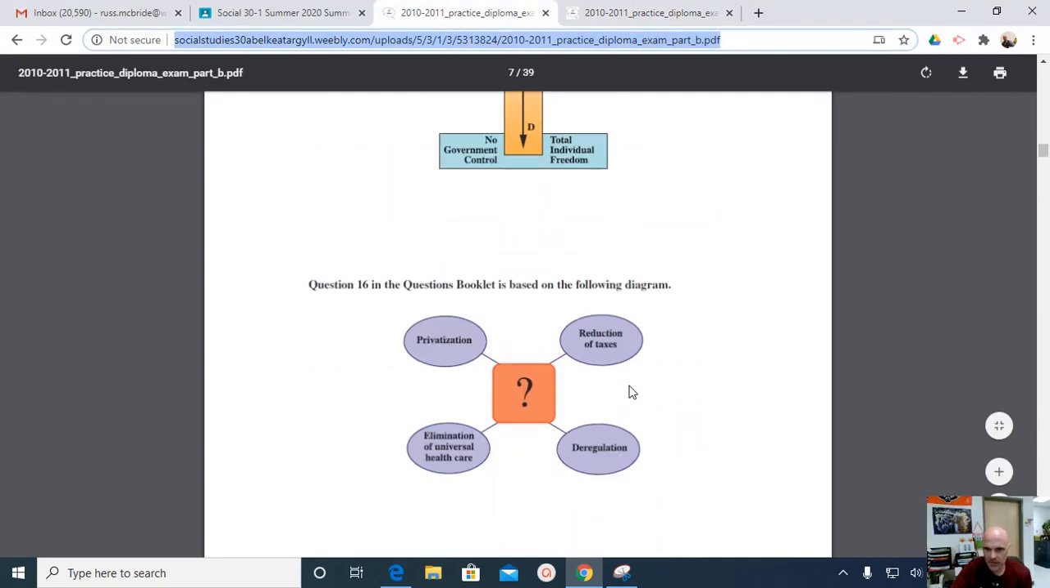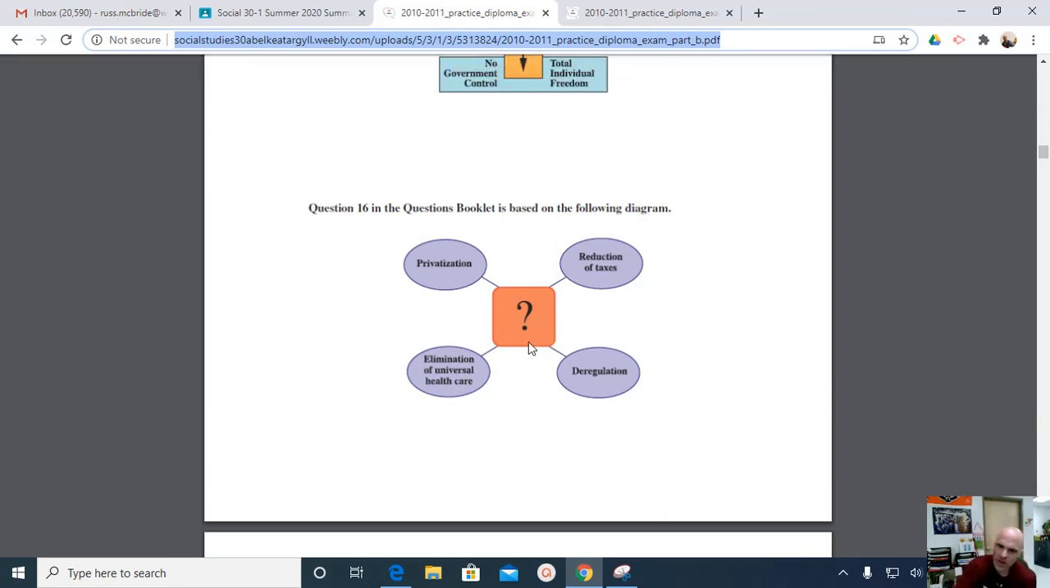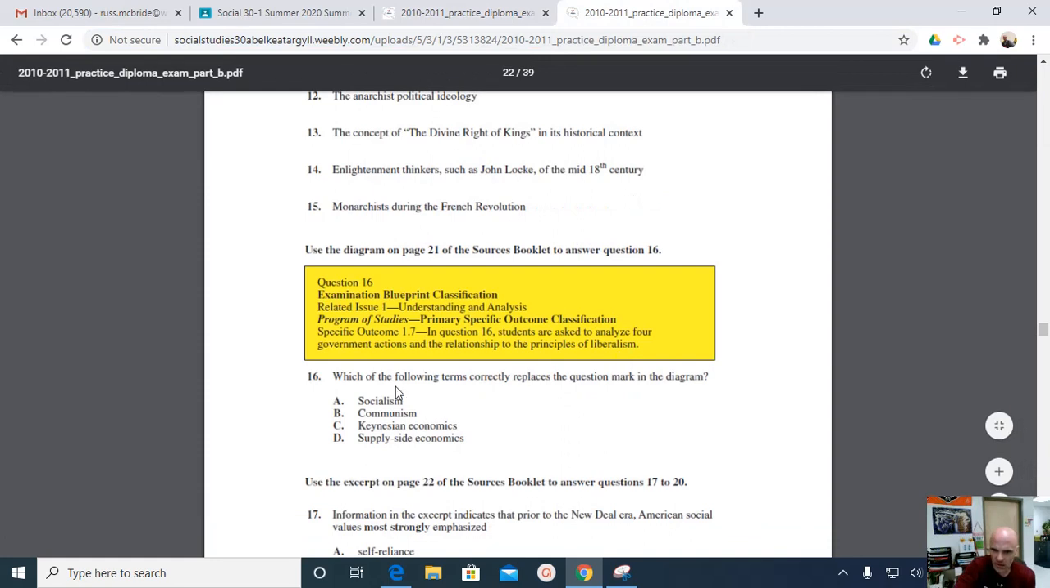All right, number 16. Privatization, reduction of taxes, deregulation, elimination of universal health care. So again, this is where in your notes we have to get our terms, our ideologies, and in our notes also connect those ideologies to values. And once we do that, we can identify all these 4 things are on the right. Deregulation sounds like Reagan, privatization, reduction of taxes. Let's see what our options are for number 16.